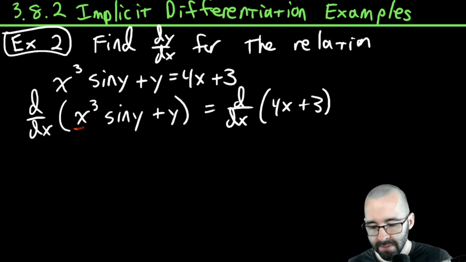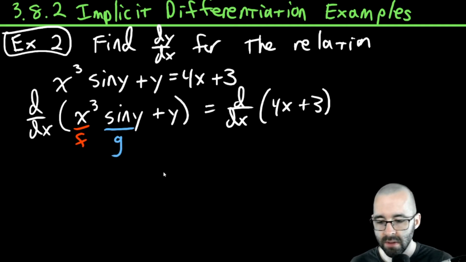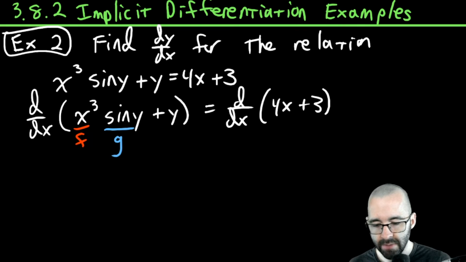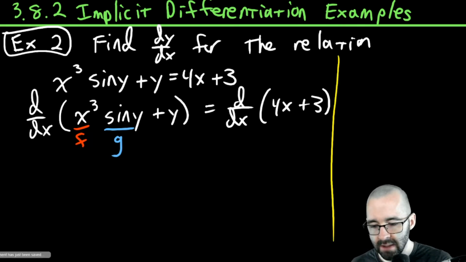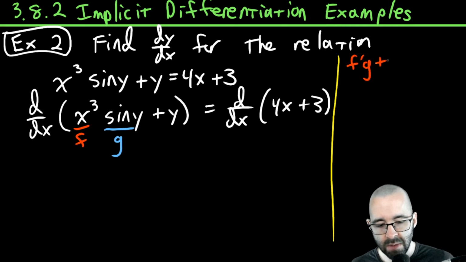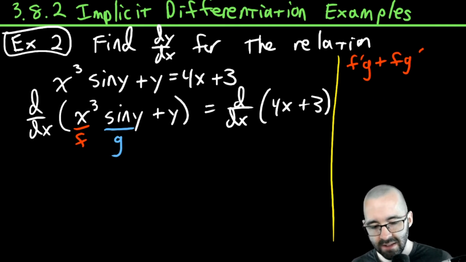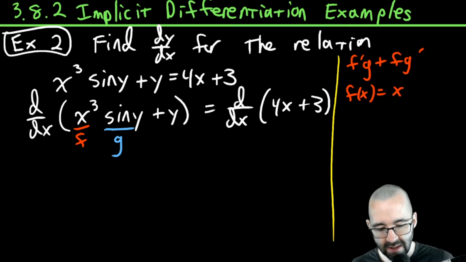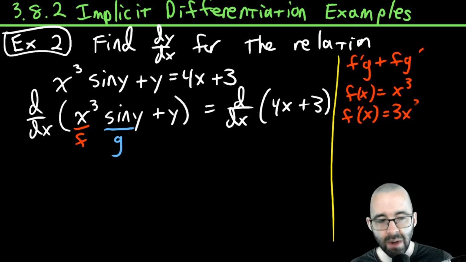This is going to be a little messy. Let's go off to the side and say that's f, that's g. We need the product rule. So let's come off to the side real quick. The product rule says f prime g plus f g prime. You know what? I always skip this step and I always regret it. f of x is x cubed. f prime of x is 3x squared.